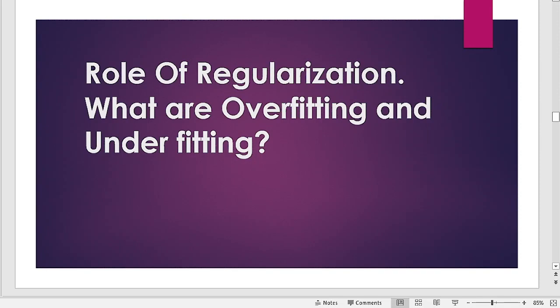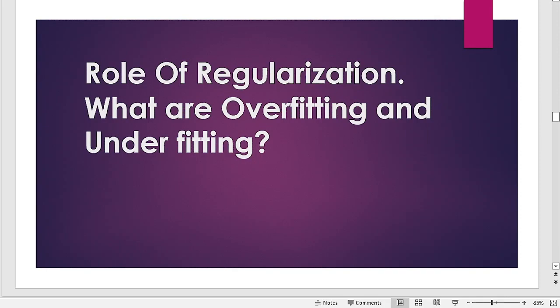Now, what are overfitting and underfitting? Overfitting is a phenomenon that occurs when a machine learning model is constrained to the training set and not able to perform well on unseen data. That is when the model learns the noise in the training data as well. This is the case where our model memorizes the training data instead of learning the patterns in it.